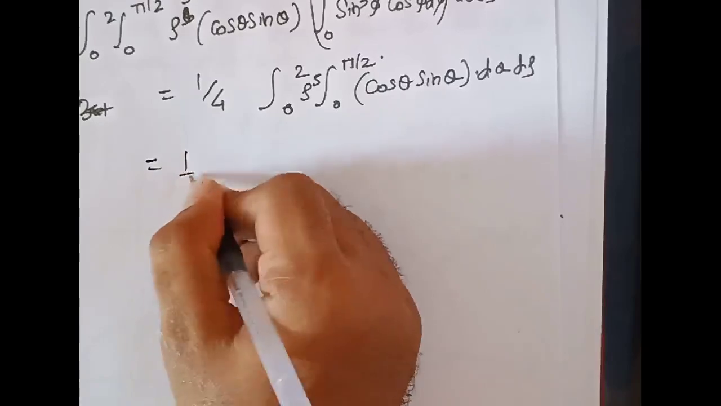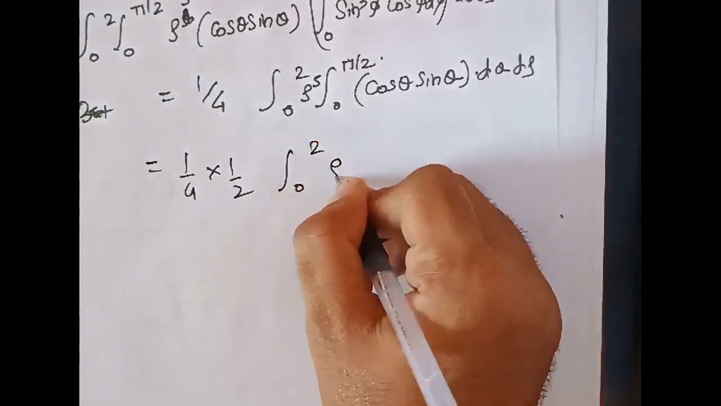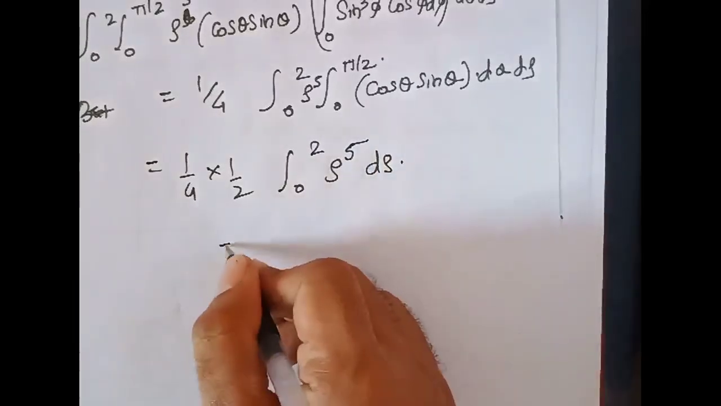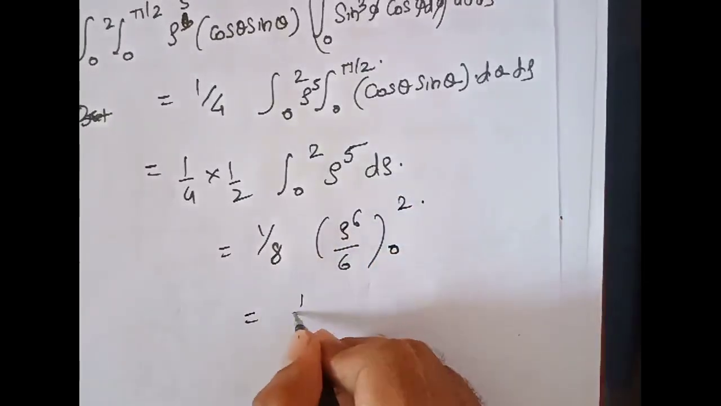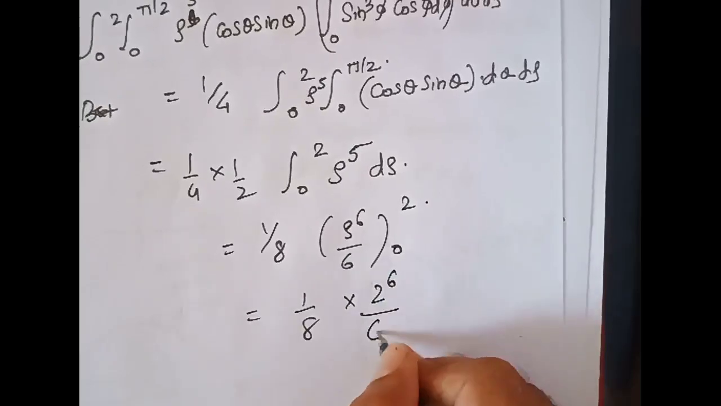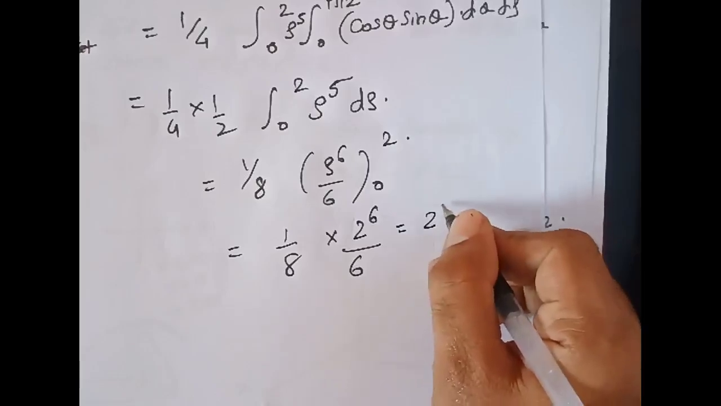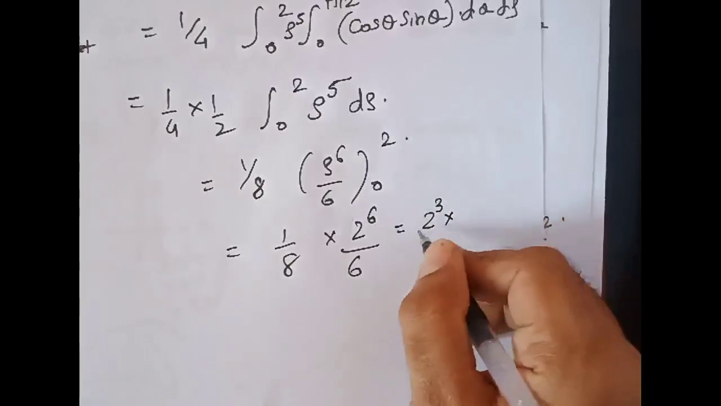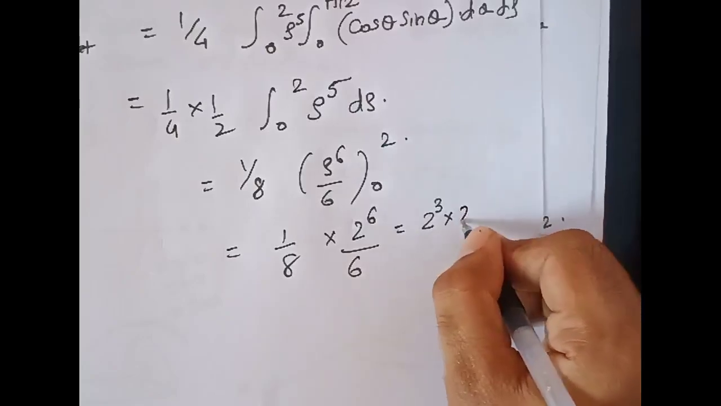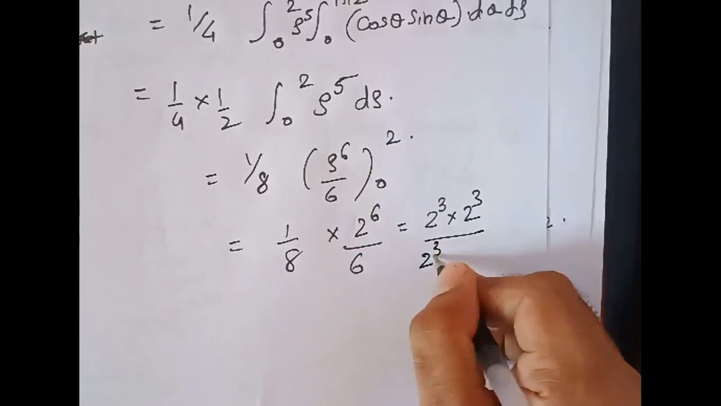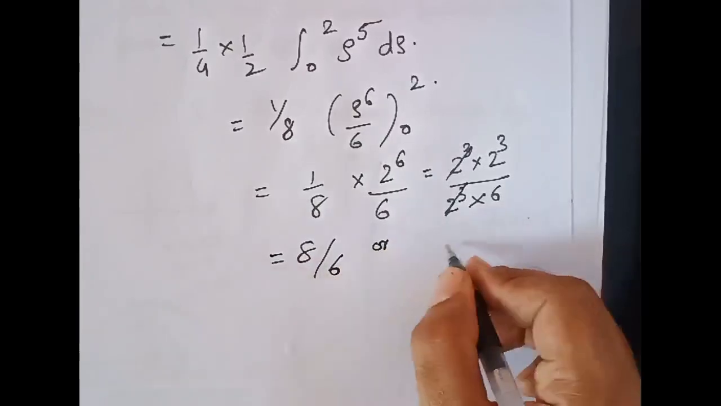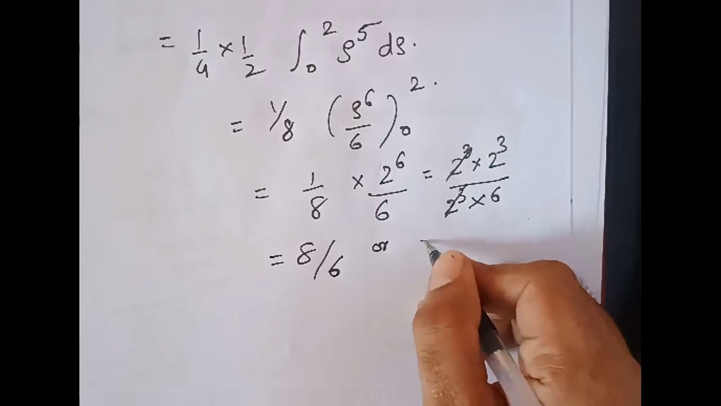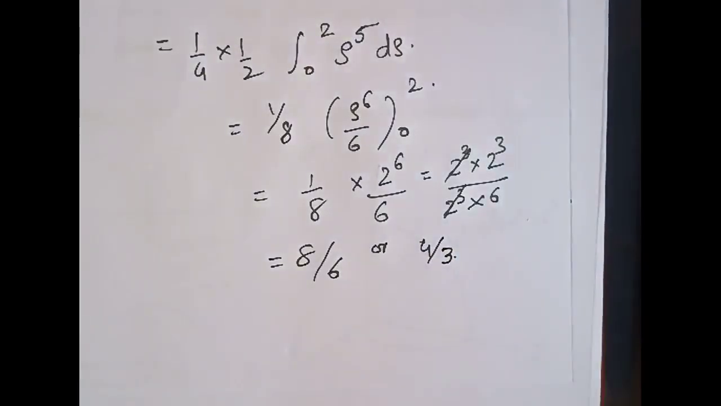So again it will be 1 by 4 into 1 by 2, the integral from 0 to 2 of rho raised to 5 d rho. That is 1 by 8 times rho raised to 6 by 6 from 0 to 2, so 1 by 8 into 2 raised to 6 by 6. If we cancel, 2 raised to 3 into 2 raised to 3 by 8, I can write 2 raised to 3 into 6, so this gets cancelled. That is 8 by 6, or simply 4 by 3. Alright, so that is the final answer. Okay, thank you.